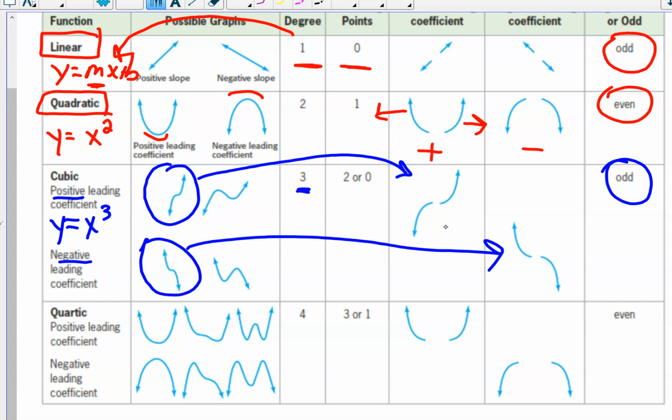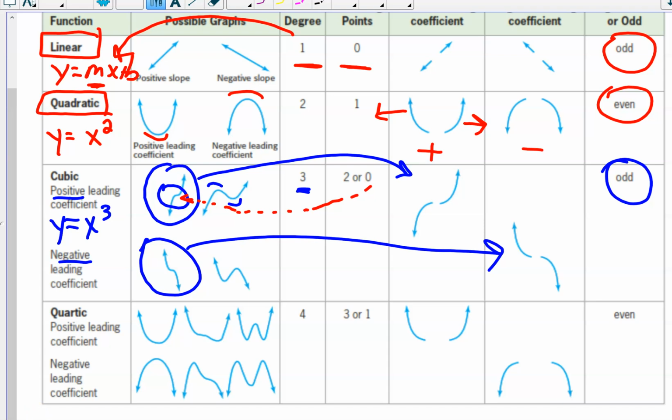And turning points, 1, 2, or it could have 0. If it's just y equals x cubed, there is no turning point right there. That's where the 0 comes in. I just want to point that out. That is never dipping down. It's just flattening out a little bit more and then it's going back up. So there's no turning point on that one.